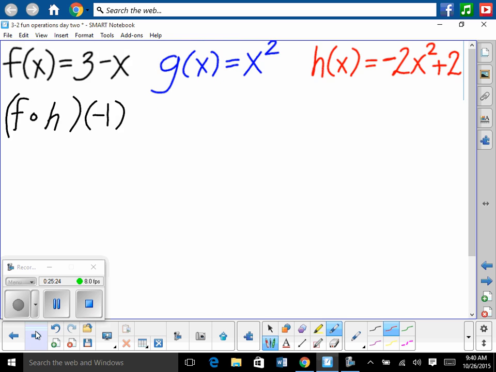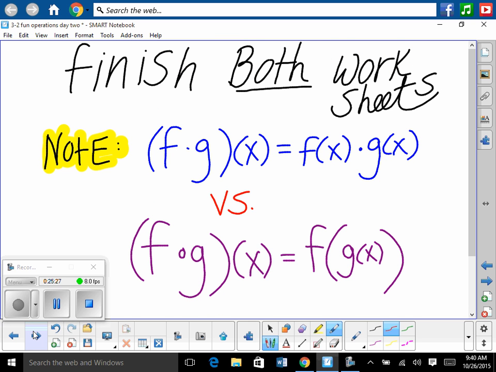Now I just want you to practice. We're not going to do another one. So you're going to finish both worksheets. You can do the bottom of the first worksheet, and you can finish this one up. Make sure you understand there's a difference between f times g of x and f o g of x.